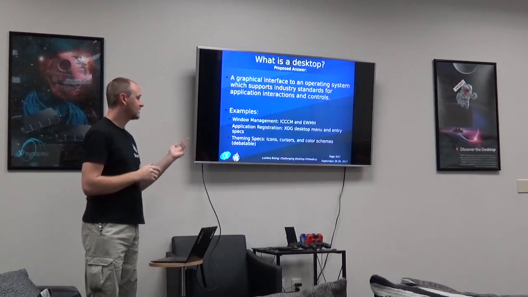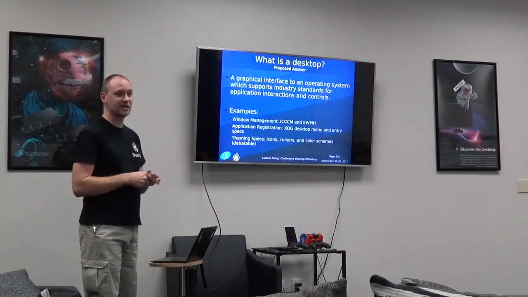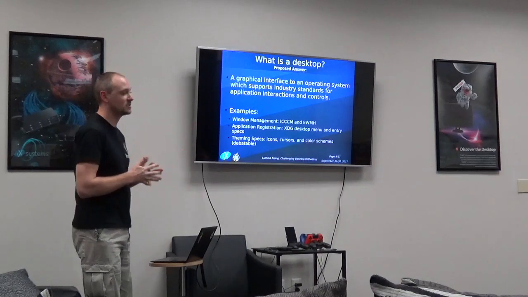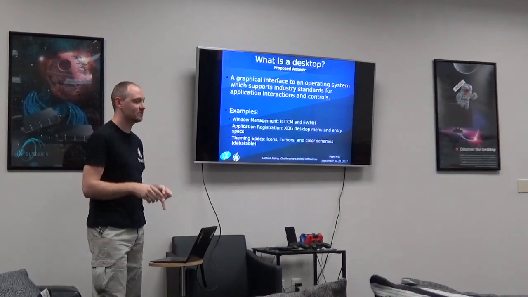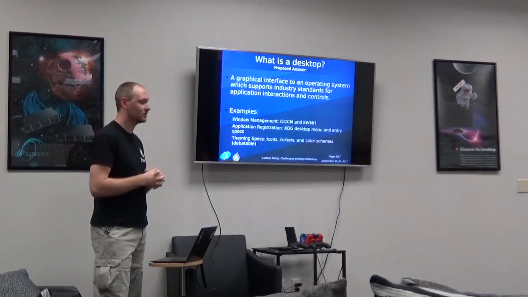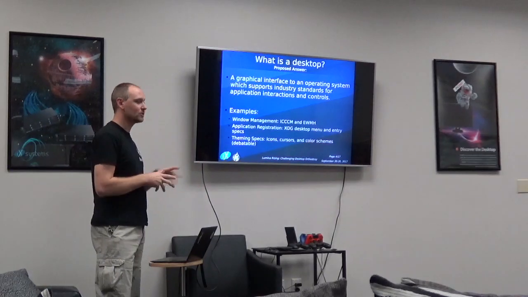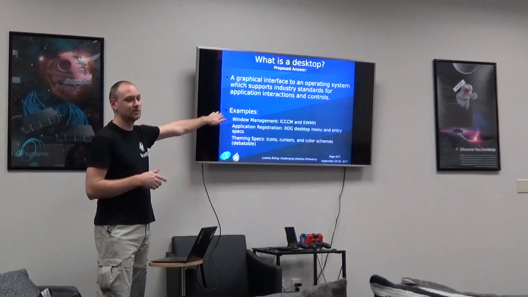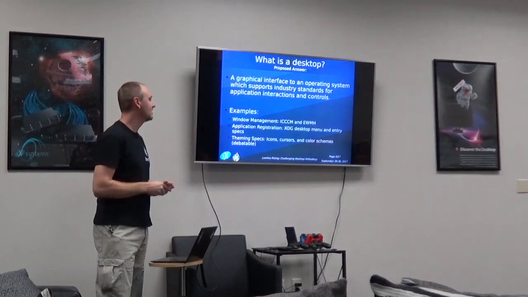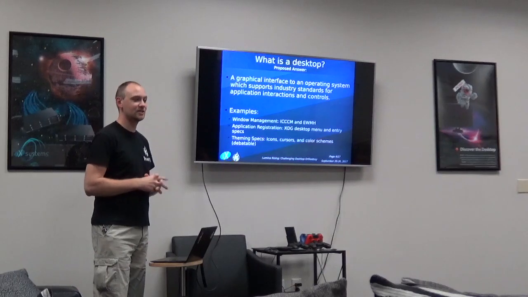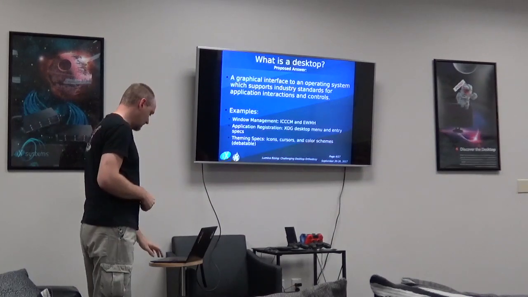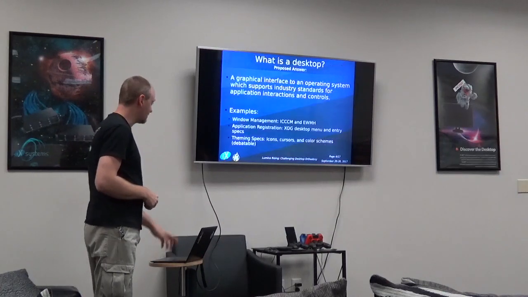For application registration, the XDG desktop menu and entry specs are a couple of good examples for how to understand and interact with those. Debatable specs are theming specs: how to set your icons, your cursor themes, your color schemes, things like that. Those tend to be a little more optional, but things like how to talk to a window and tell it to close is pretty well a standard. How to tell what application is installed and can be run is also pretty well a standard.